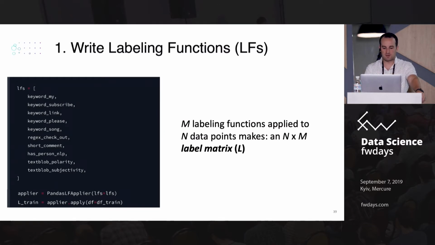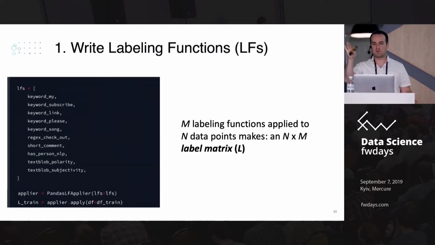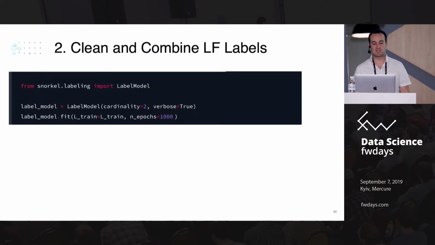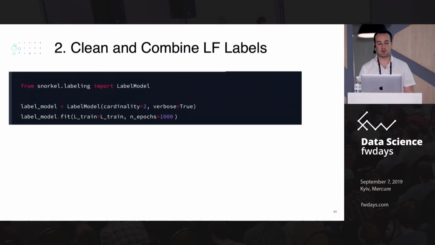So we've got our 10 labeling functions, and we're going to apply them now to our training set. And our training set in this case is stored in a pandas data frame, so we use our pandas LF applier, get back out of it the L matrix, and that's just n by m, so number of data points by number of labeling functions. And that's what we're going to give as input to our label model.